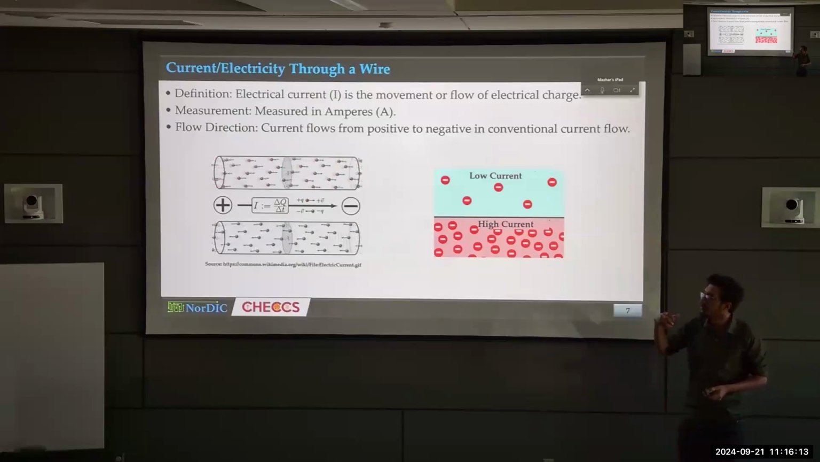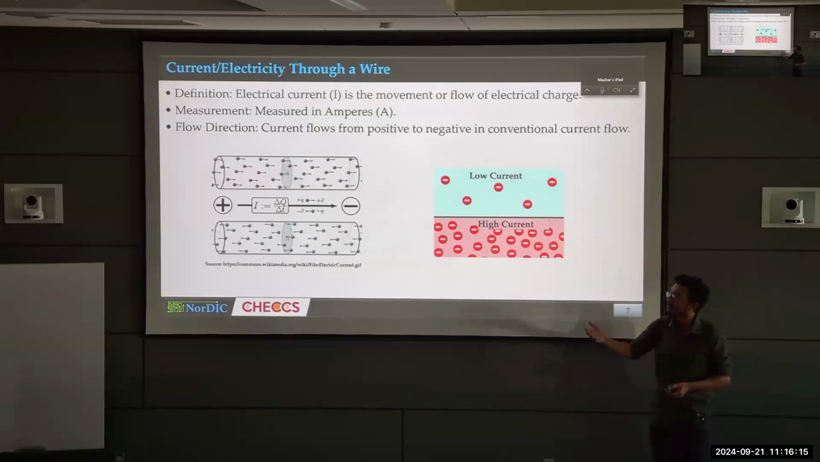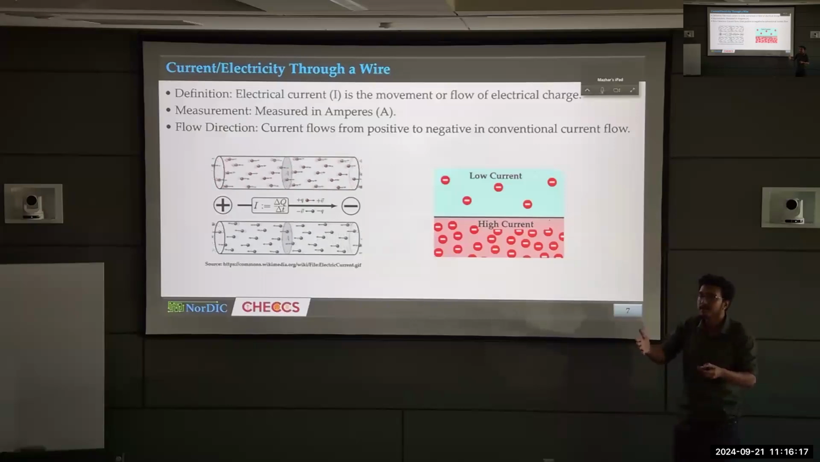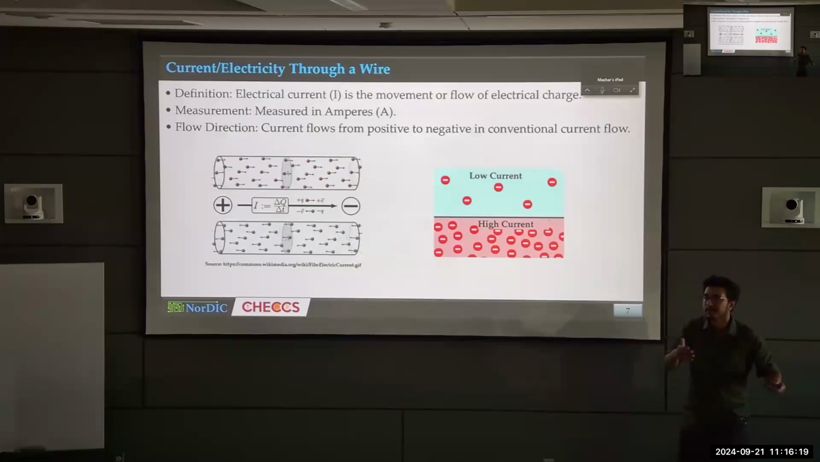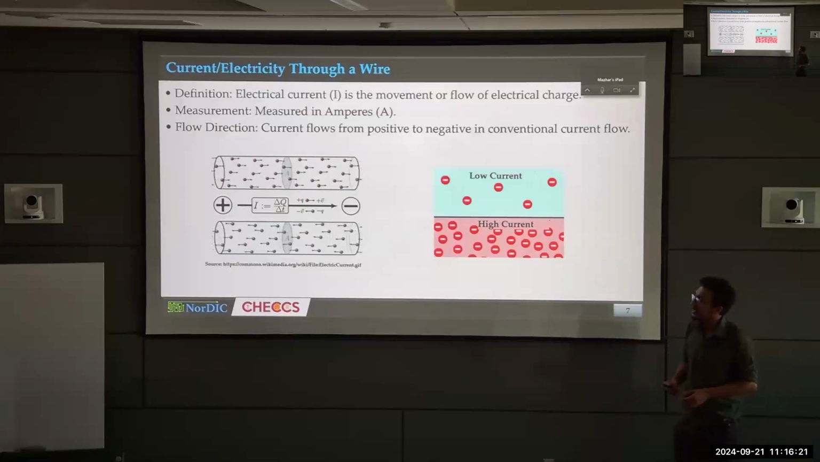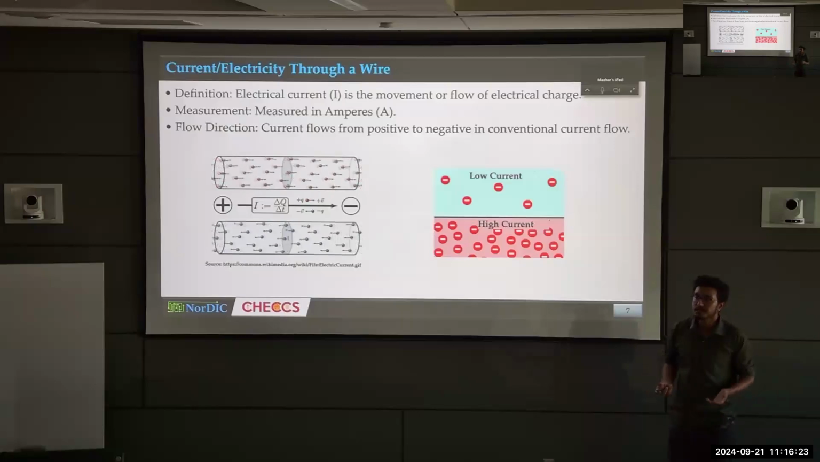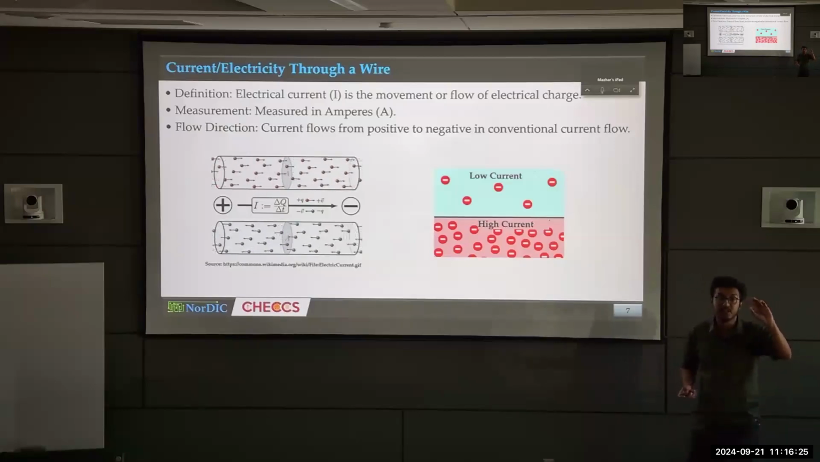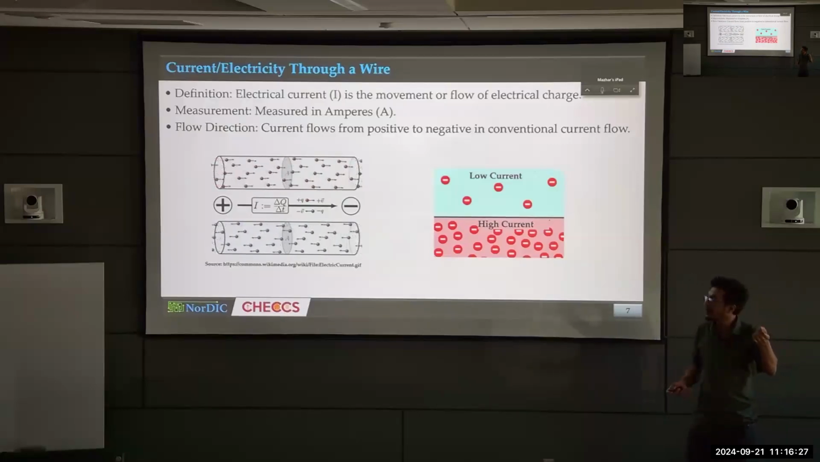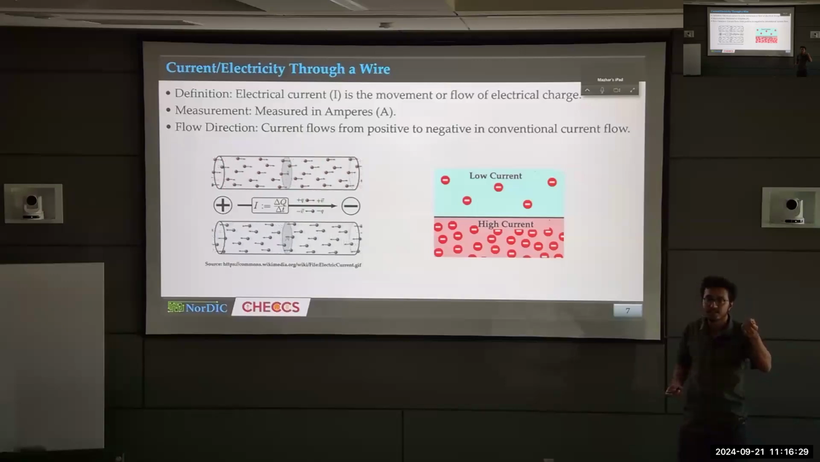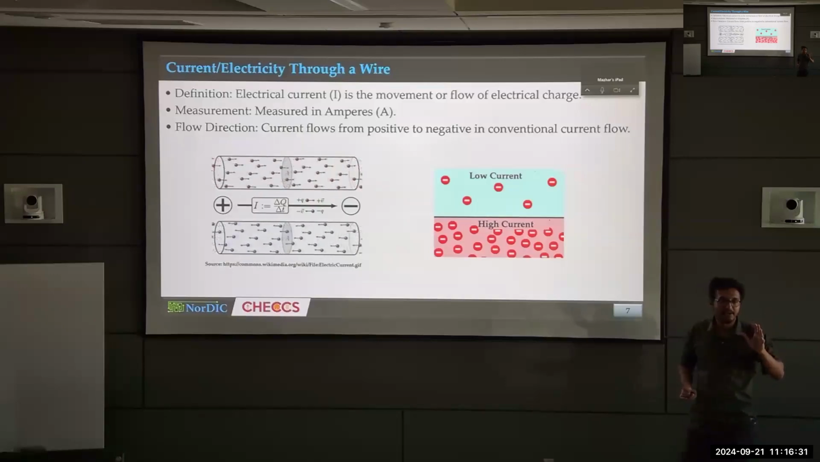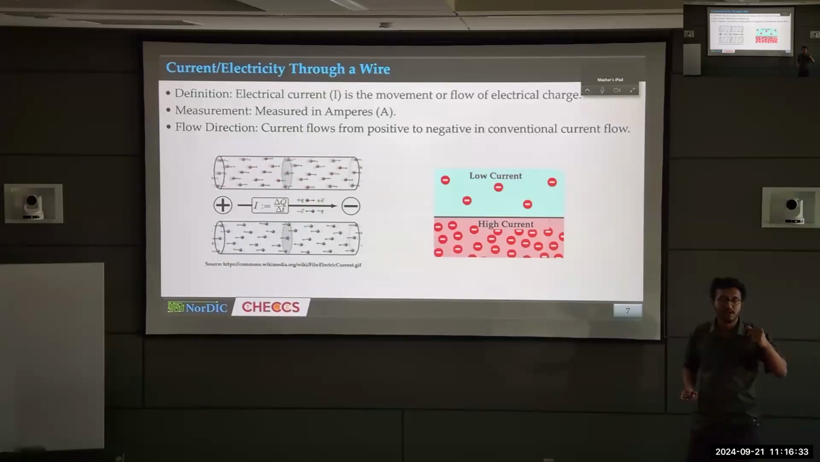If someone says more current is flowing, that means a higher number of electrons are crossing that particular plane. So we actually measure it in the number of charge. Each electron has a specific charge. This is basically 1.6 times 10 to the power of minus 19 coulombs. I don't know if you have heard about it.